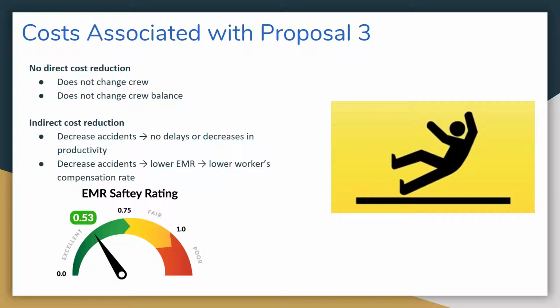There are very few costs associated with Proposal 3, as this does not change the crew and does not change the crew balance. However, this decreases indirect costs. This decreases accidents, so there will be no delays or decrease in productivity, or no chance of it happening. Additionally, decreasing accidents lowers the EMR rate of a contractor and therefore lowers the workers' compensation rate.